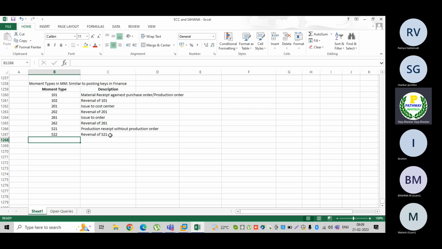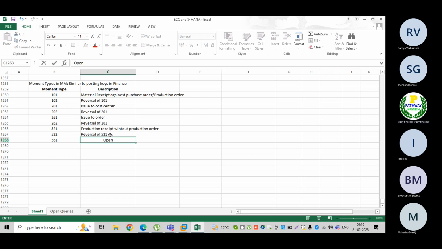Then the next one is 561. I mentioned this, right? During the master data upload, we need to use this one. 561 is opening stock taking, for opening stock. Then 562 is the reversal of 561.